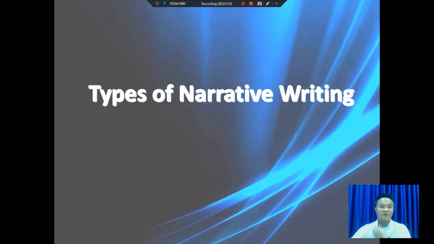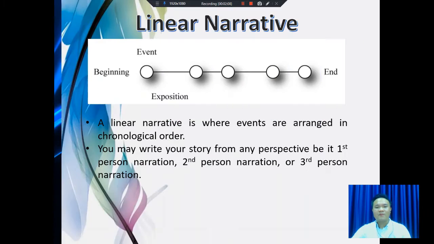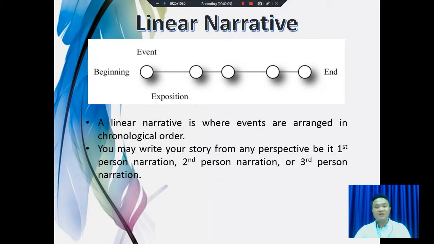All right, now first of all, let us look into the types of narrative writing. There are several types. Number one is the linear narrative. Now, what does it mean by linear narrative? A linear narrative is where events are arranged in chronological order. So you may write your story from any perspective, be it first person, second person, or third person.